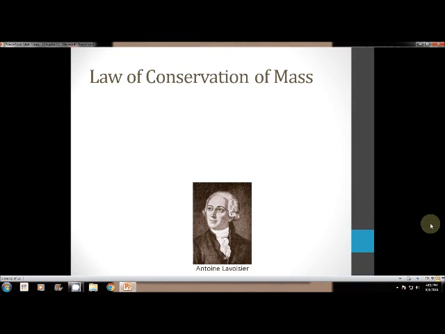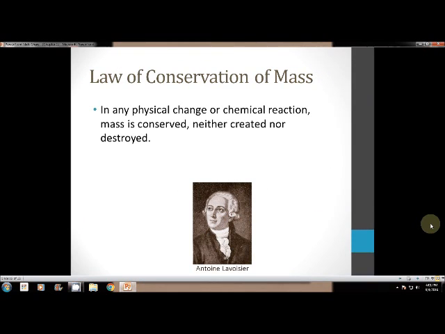Antoine Lavoisier, he's back again. He helped us and was very instrumental in the law of conservation of mass. In any physical change or chemical reaction, mass is conserved, neither created nor destroyed. That whole conservation thing. So this means that the mass of the products is always equal to the mass of the reactants. Doesn't mean they're the same thing. It just means that if we had 20 grams to start, we need to have 20 grams when we're done.